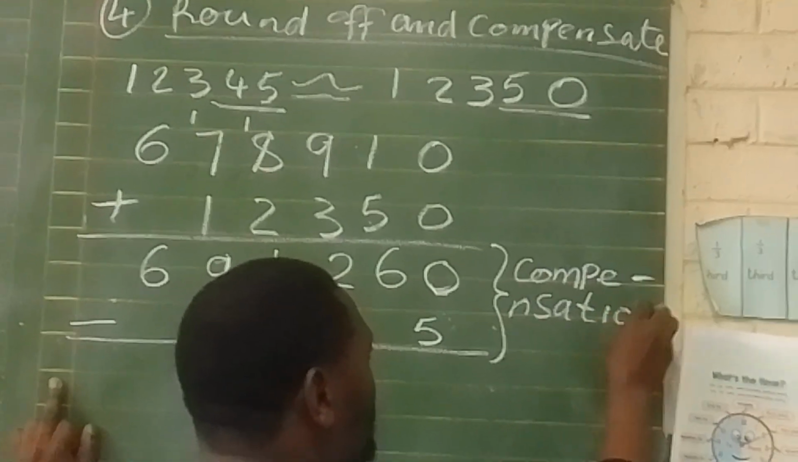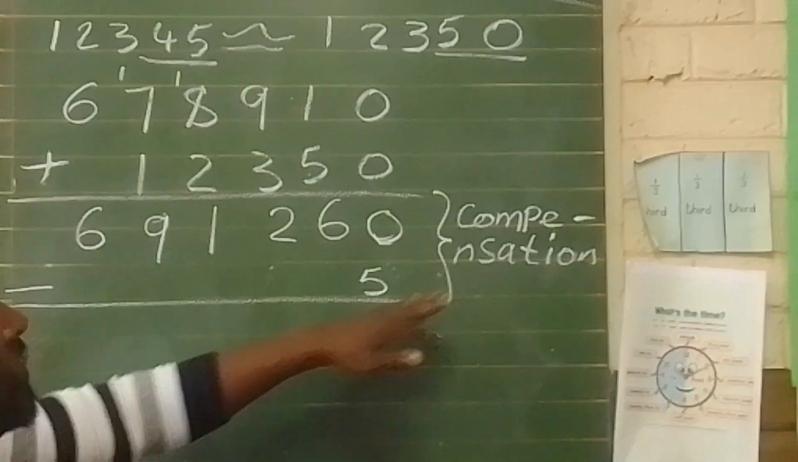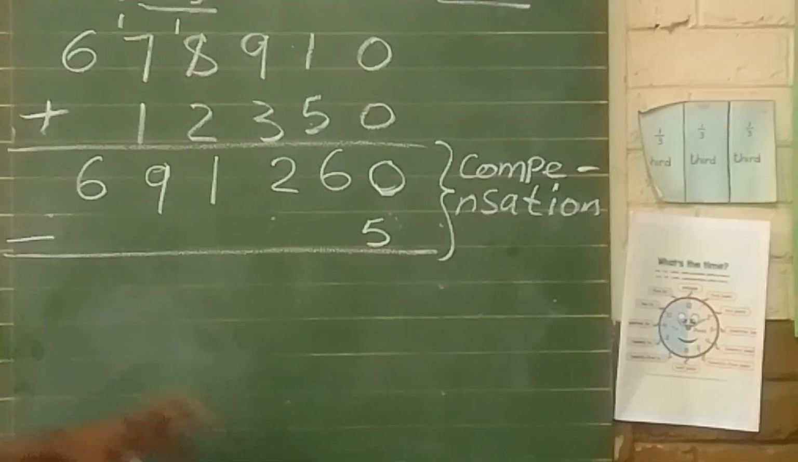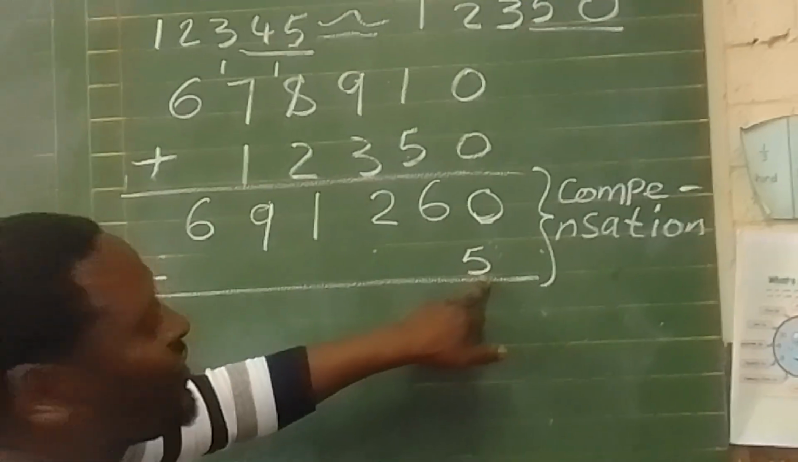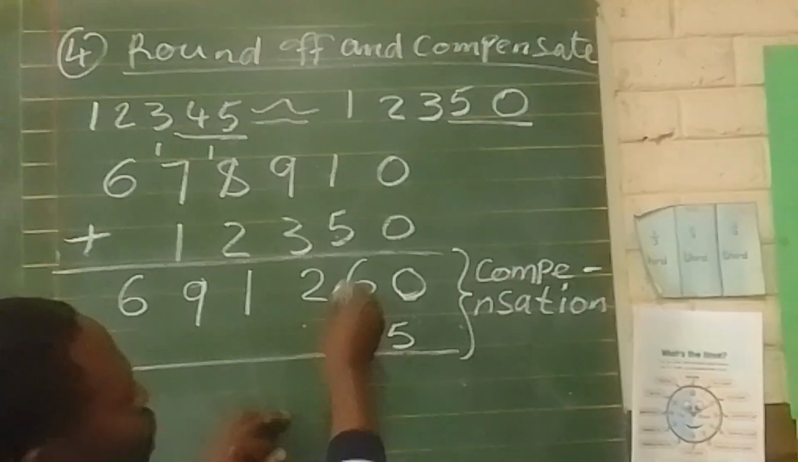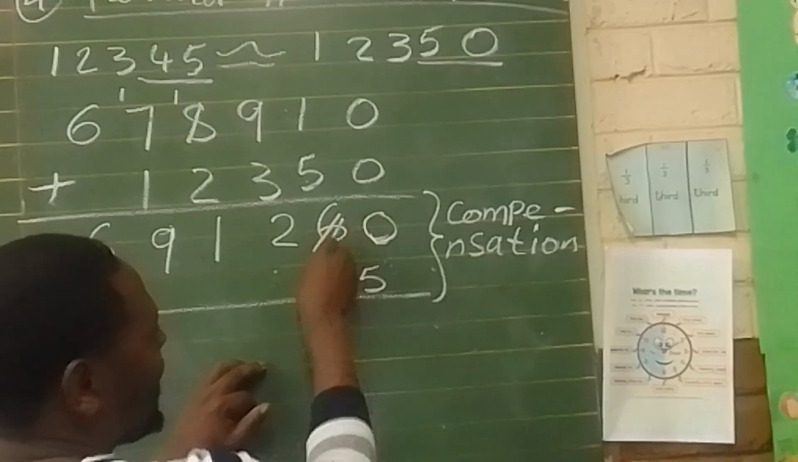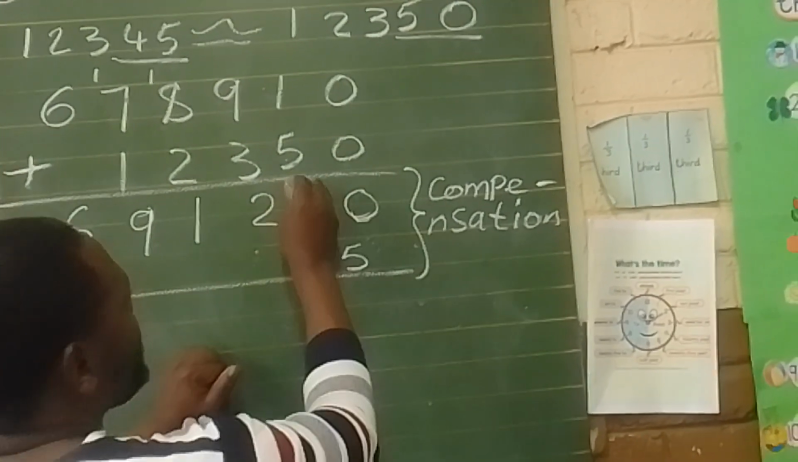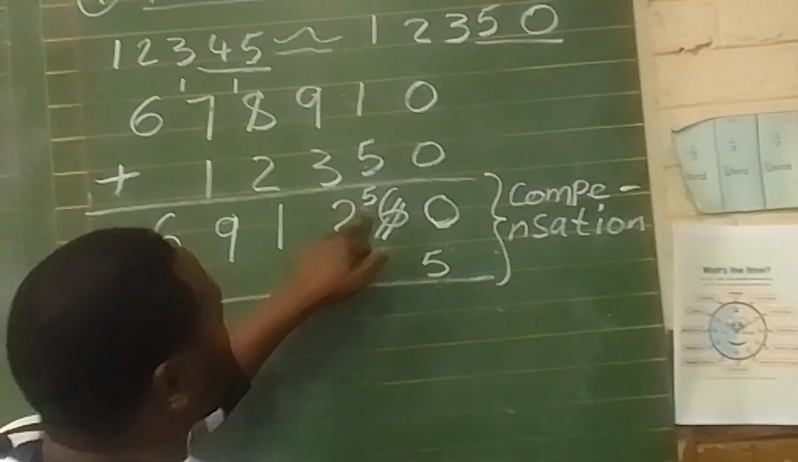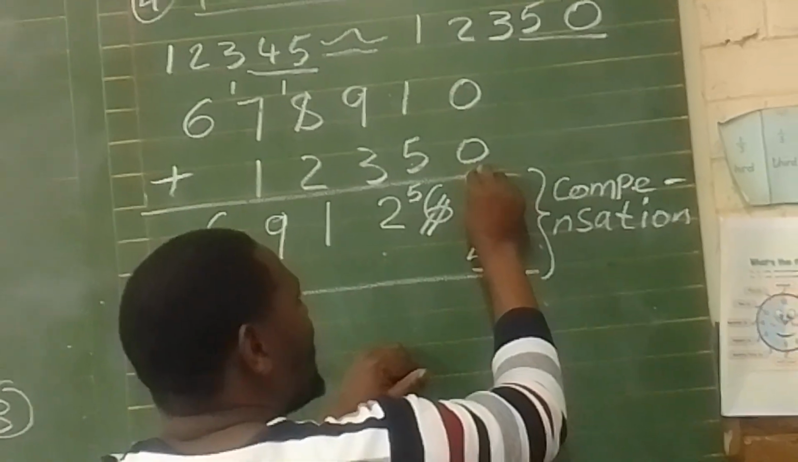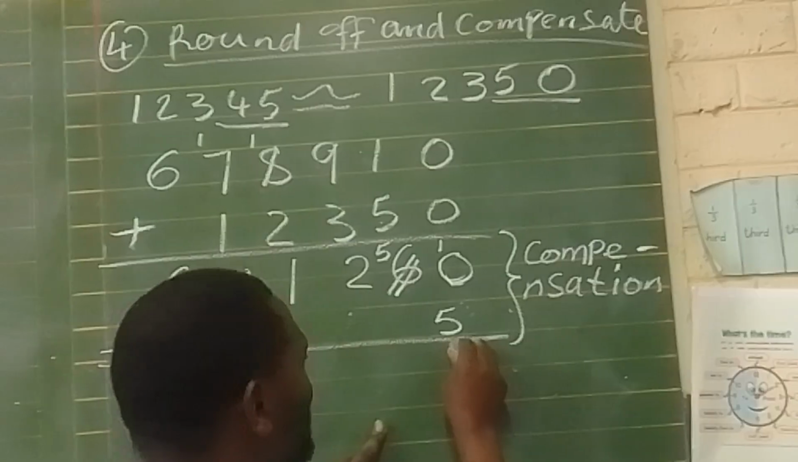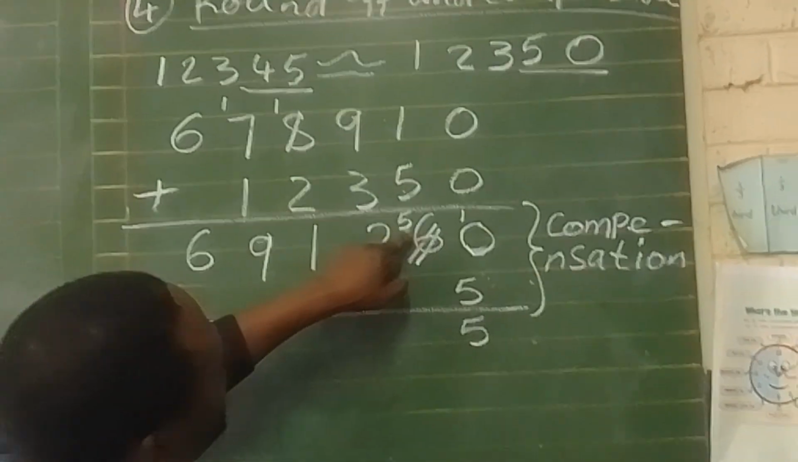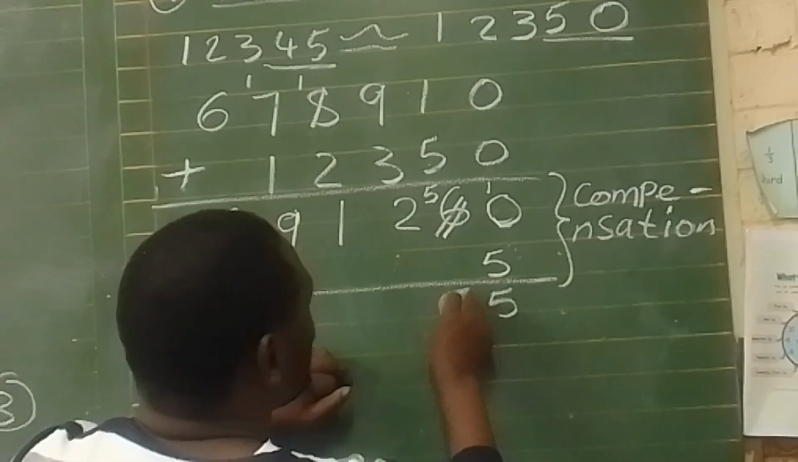Compensation. This is the operation of compensation. So you minus here now. 0 minus 5, impossible. You have to borrow, you borrow here, you are left with a 5. You take that one you borrowed, you put it here, so this one becomes a 10. 10 minus 5 is 5. 5 minus 0 is 5.